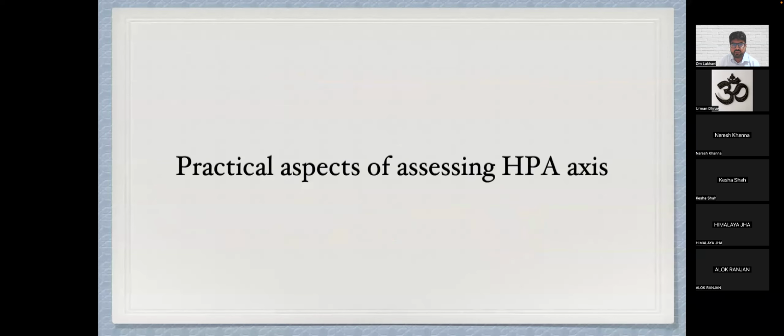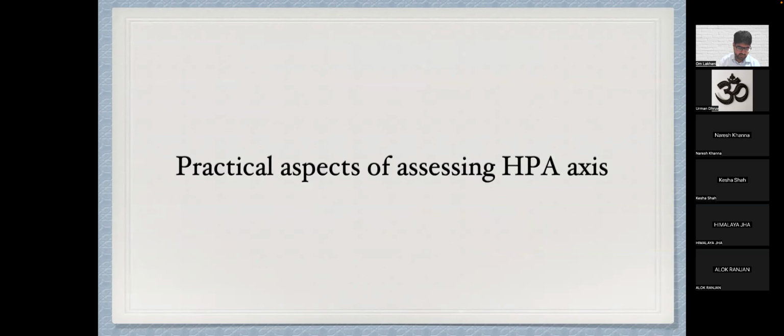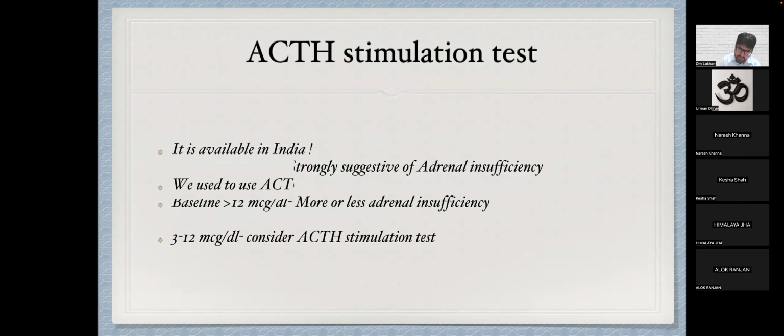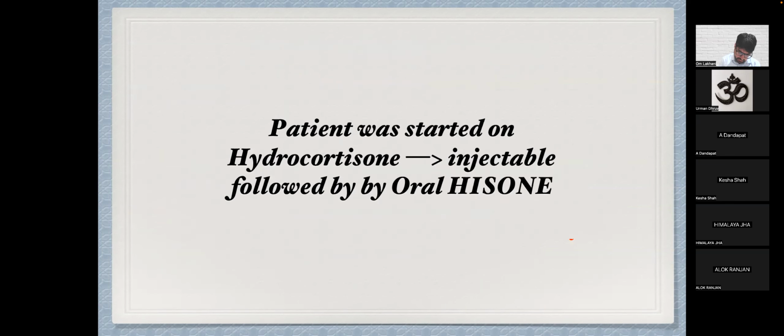Some other practical aspects of assessing the HPA axis we'll discuss. Before that, one second. We had one case of primary adrenal insufficiency, this is case 4. So we'll come back to the practical aspects in a minute. We'll discuss this fourth case first.